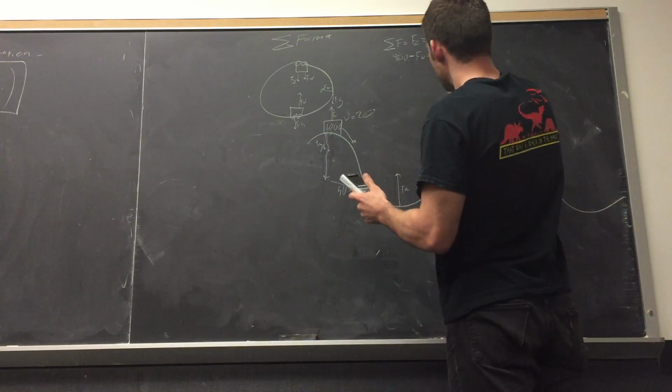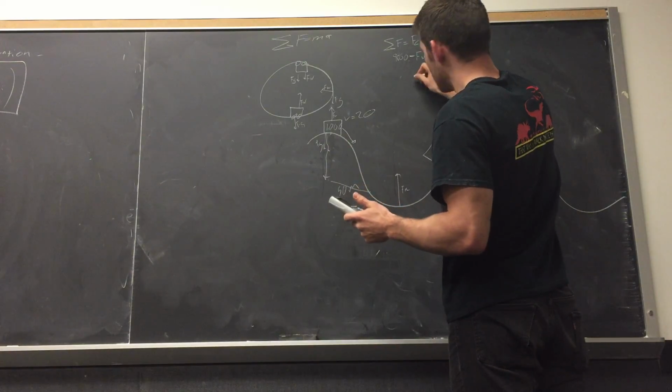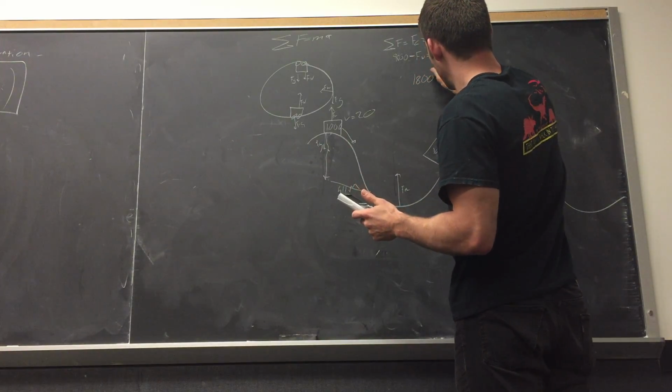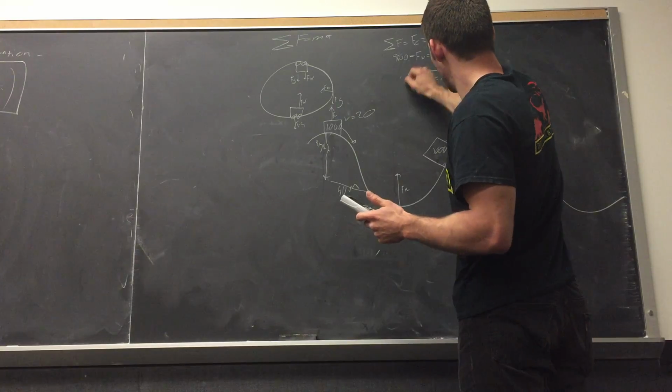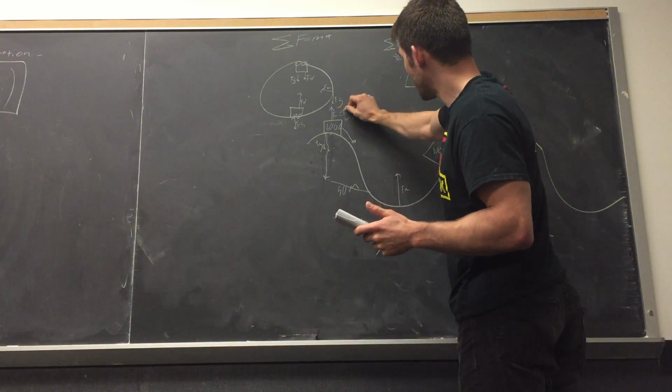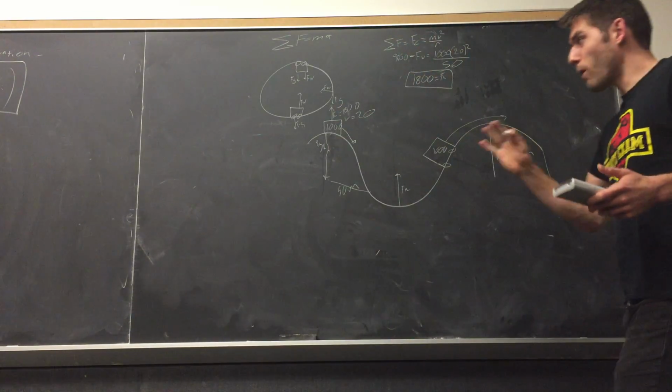So this is 9,800 minus 8,000. I'm getting 1,800 is equal to the force normal. So the force normal here is 1,800. So that's part 1 of 3.